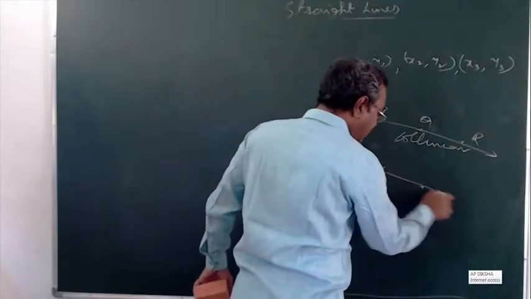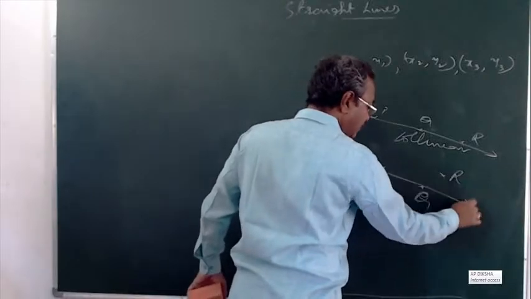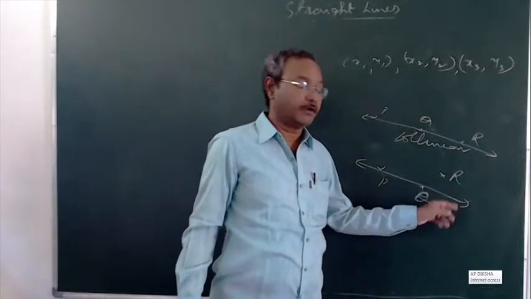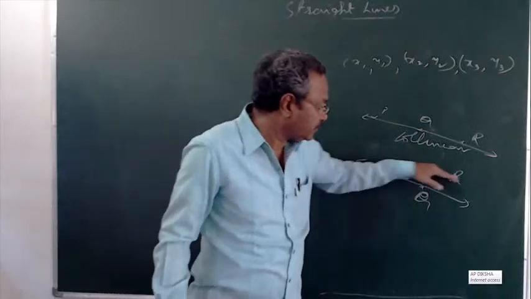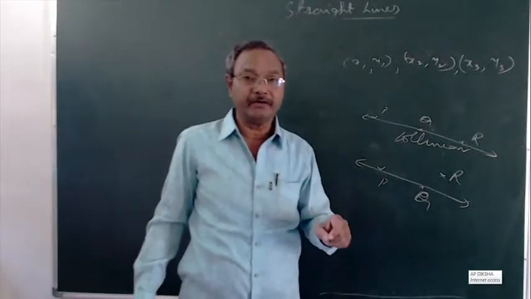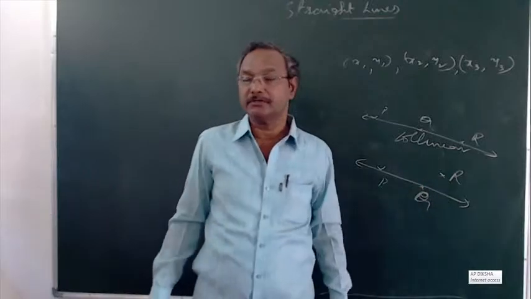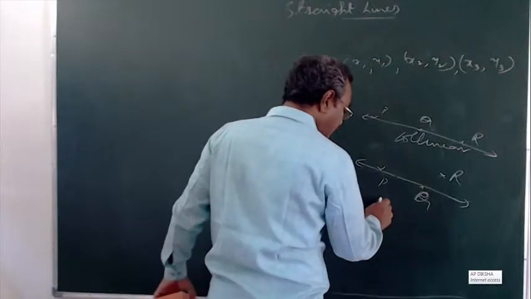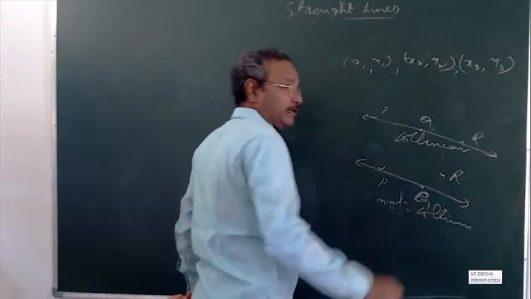If you can't find a straight line passing through all these 3 points P, Q, and R, that is, the line passing through PQ doesn't pass through this point R, and the line passing through QR doesn't pass through the point P, or the line passing through PR doesn't contain this point Q, so you cannot find a single straight line which is passing through all the 3 points. So it is impossible. Such points, we say that they are not collinear. They are not on the same straight line.